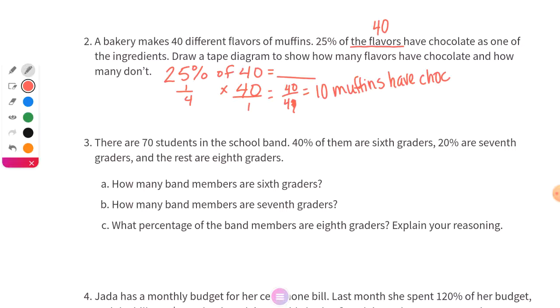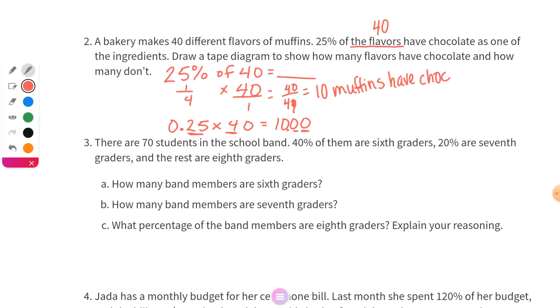Did anybody use the decimal form of 25%? What is the decimal form of 25%? 0.25. We could have also done this. If you have 4 quarters, how many cents do you have? 100, and I have to add an extra 0 because of that 0. And then 2 decimal places. Did we still get 10 muffins?